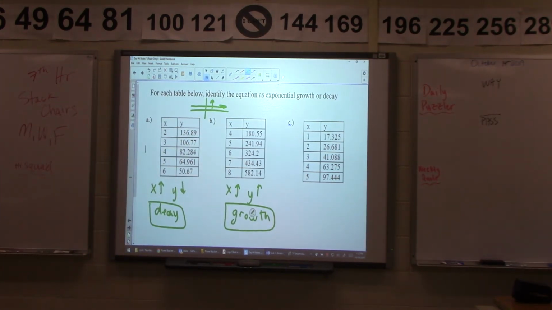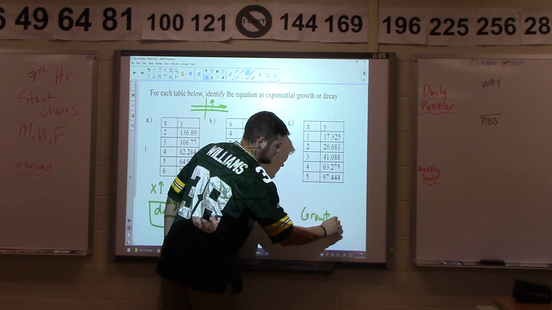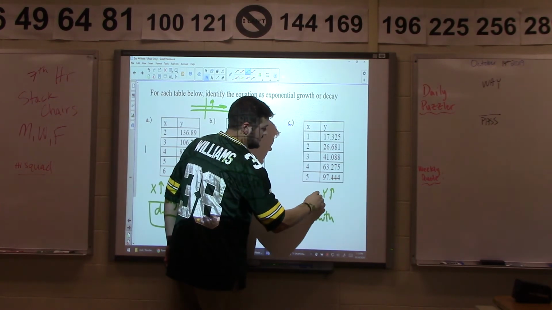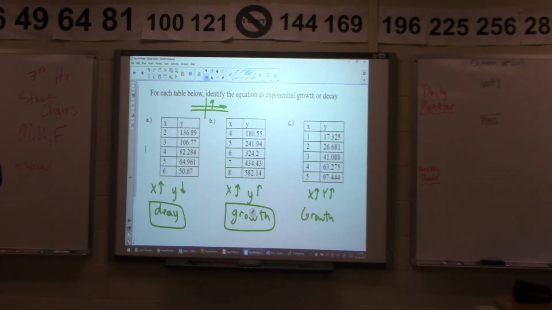All right, our last one. Growth. How do you know that? Y increases. Y is increasing as x is increasing. Good. Any questions on finding it from a table? Whether it's growth or decay? No? All right.